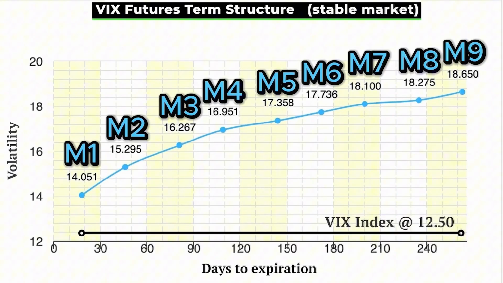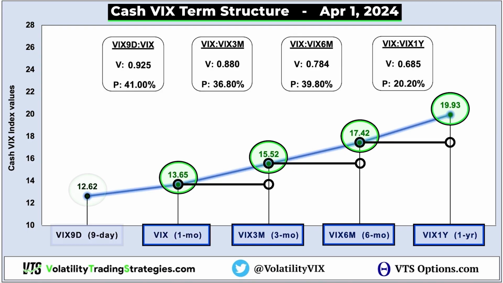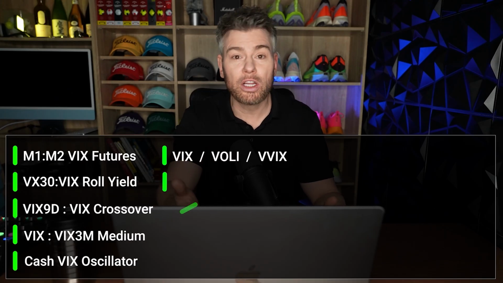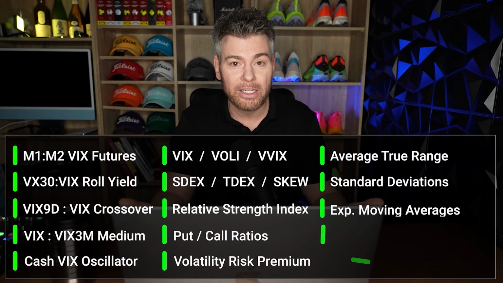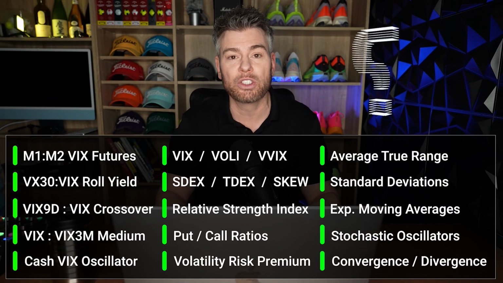Traders will want to also consider looking at the VIX futures, and the cash VIX term structure, VIX 9D, 3M, 6M, and maybe the volatility risk premium, implied versus realized volatility. But there's also the Volley index, the VVIX, SDEX, TDEX, skew, average true range, standard deviations, exponential moving averages. So how do we decide which ones to pick?